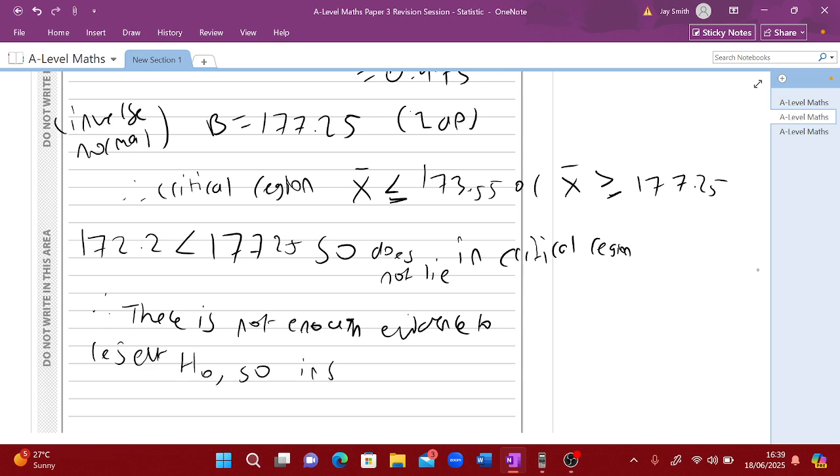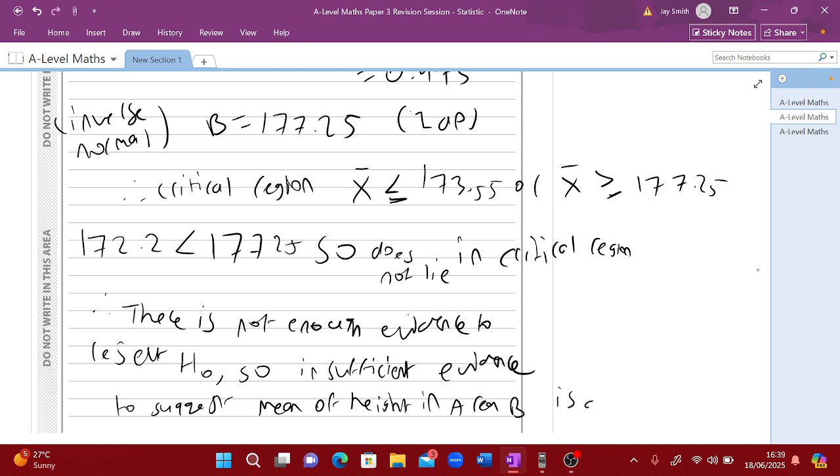So insufficient evidence to suggest the mean of heights in area B, was it? I don't know what it was. Area B is different than area A. Okay. Ah, there we go. What silly error, man. Silly. But that is a good learning curve.